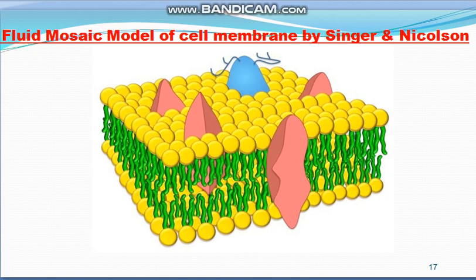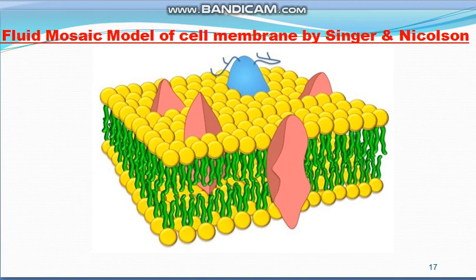Polar ends interact with water, so they are known as hydrophilic. Suppose this is the outer side of the cell membrane, so these will be the hydrophilic ends because they interact with water, and the non-polar ends which do not interact with water are the hydrophobic ends. So the outer surface of the membrane is hydrophilic, and the inner or the interior surface of the membrane is hydrophobic. So this is about the fluid mosaic model.